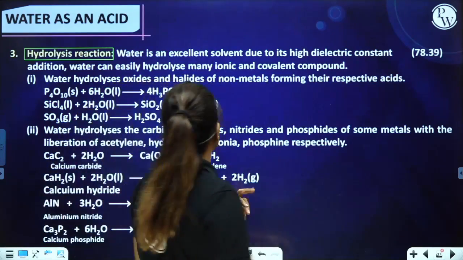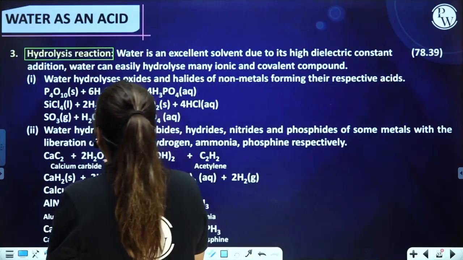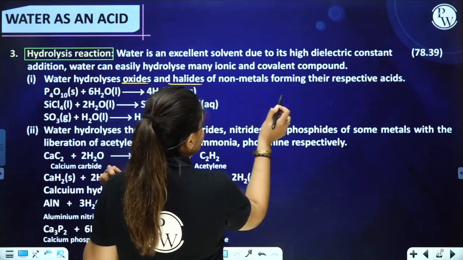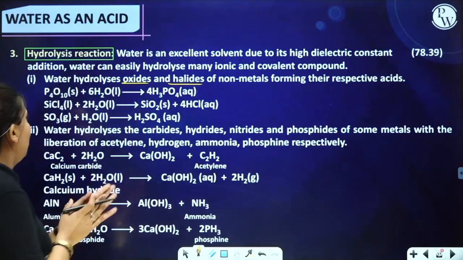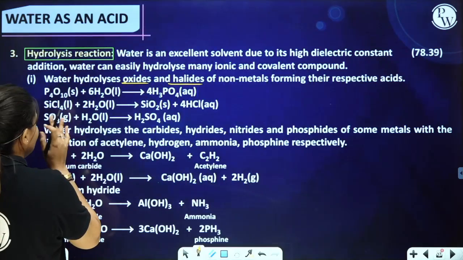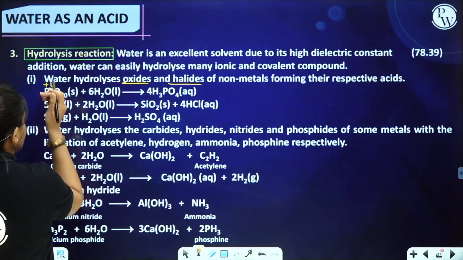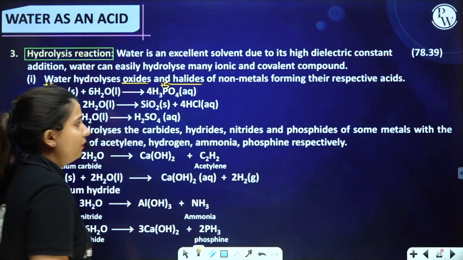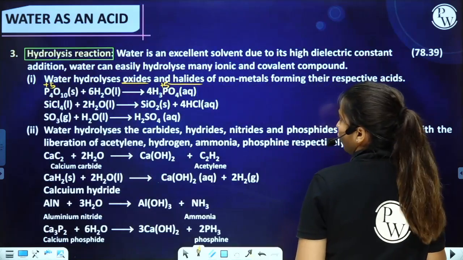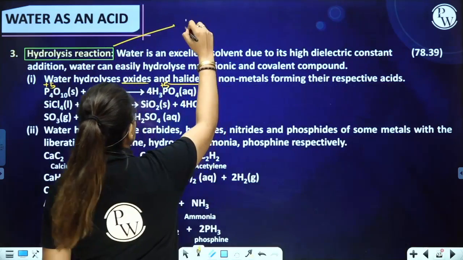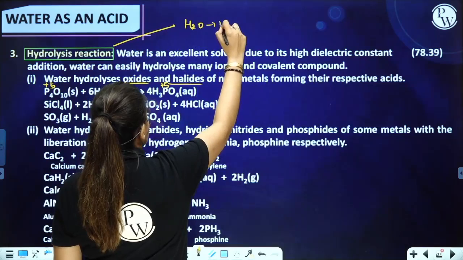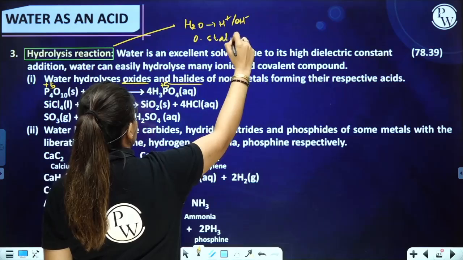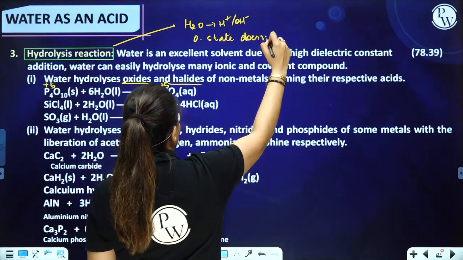Now, hydrolysis reaction: water hydrolyzes oxides and halides to the respective acids. Now P4O10: the oxidation state of phosphorus over here is +5. And in H3PO4 also the oxidation state of phosphorus is +5. Always remember, during hydrolysis, water behaves as H positive and OH negative. Oxidation state does not change.